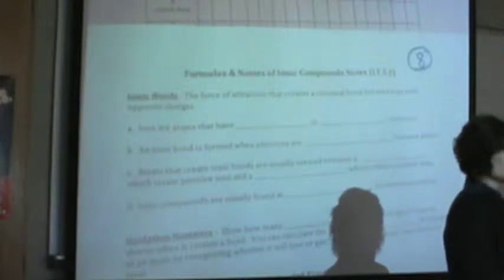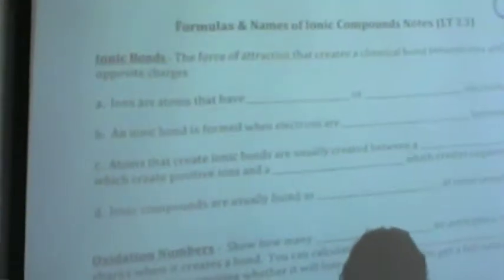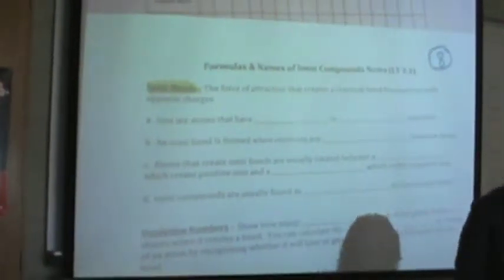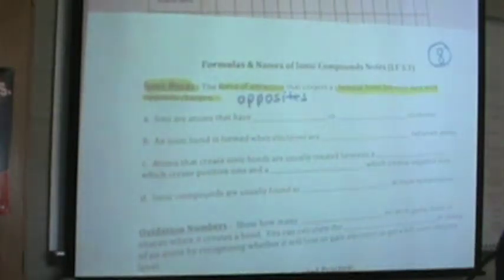All right, so first thing is put a number 8 on your sheet, and today we're going to learn how to use what we've learned about ions to predict ionic formulas. So first thing I want you to do is to highlight ionic bonds. Ionic bonds simply are the force of attraction that creates a chemical bond between ions with opposite charges. So very simply, opposites attract. In order for an ionic bond to happen, you have to have a positive and a negative neutralize each other.